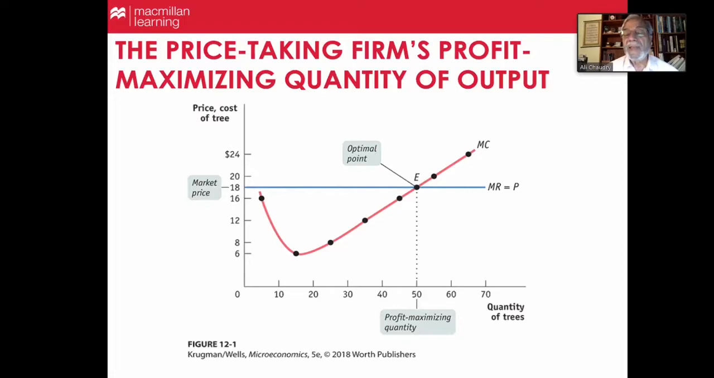But they reach a point where the marginal revenue line intersects with the marginal cost. So at the output level of 50, we see that the marginal revenue is equal to marginal cost, and therefore that is the profit maximizing level of output, or profit maximizing quantity, that the firm is going to produce. All right, let me pause here for a moment and ask if anyone has a question.